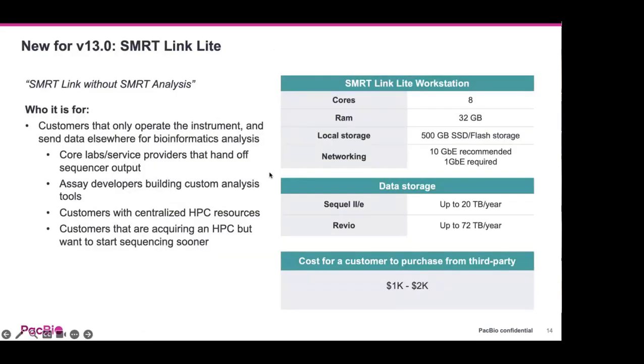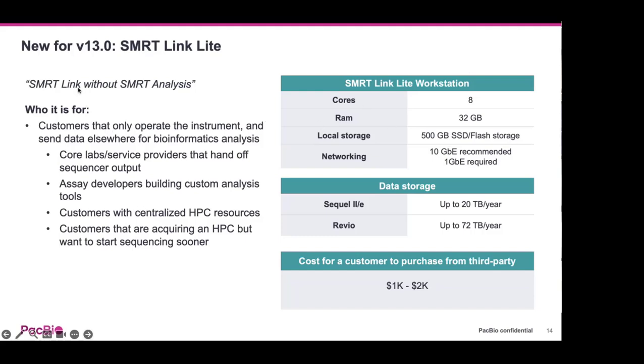For SmartLink 13.0, which came out last year, there is an option called SmartLink Lite, which is basically SmartLink without the smart analysis, smart analysis being the secondary analysis pipelines. There are some customers out there that have their own pipelines that they want to run off instrument, their homebrew pipelines, or they take it to third-party providers. So for those folks, all they need is just the core SmartLink functionality for setting up runs and monitoring runs and stuff like that.